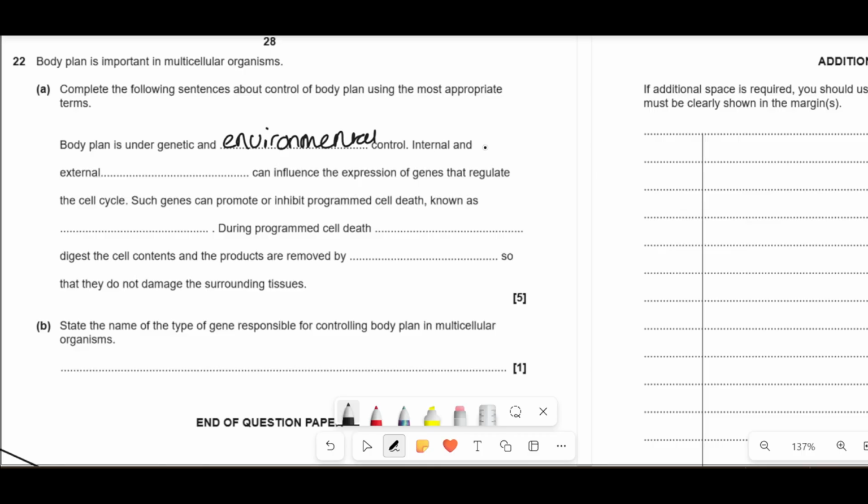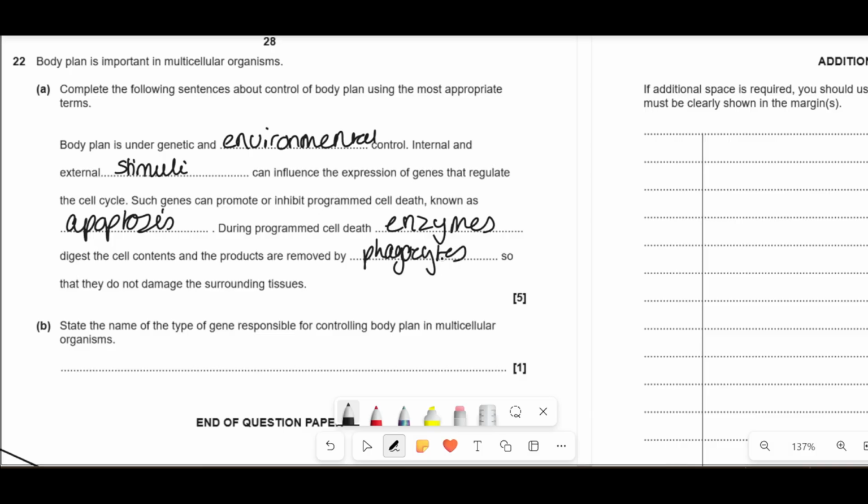Then internal and external stimuli can influence the expression of these genes that regulate the cell cycle. Anything that's changing something going on inside you, like a behavior of some sort, is a stimulus. So stimuli, a change in an internal or external environment. Such genes can promote and inhibit programmed cell death, known as apoptosis. During programmed cell death, enzymes digest the cell contents and the products are removed by phagocytosis.